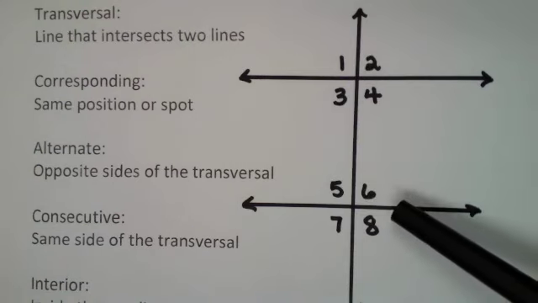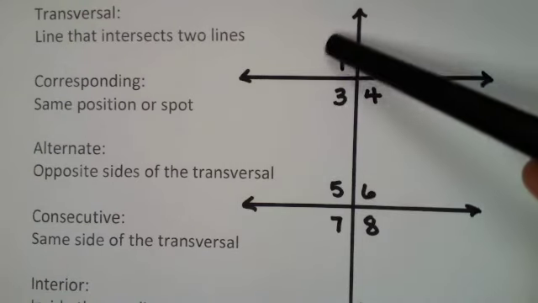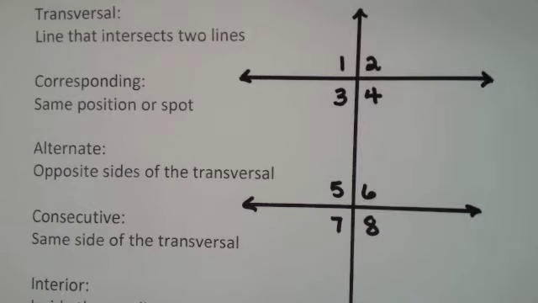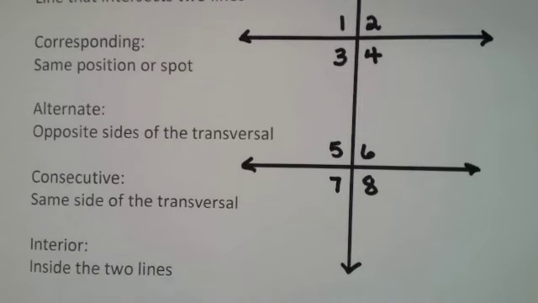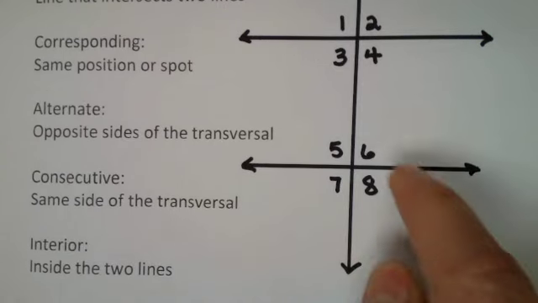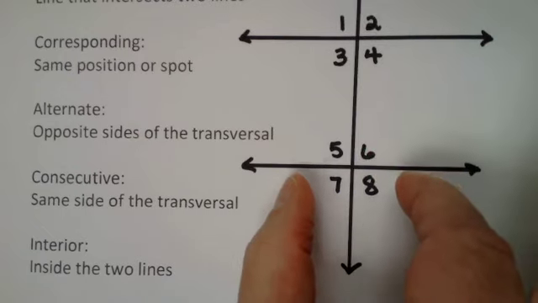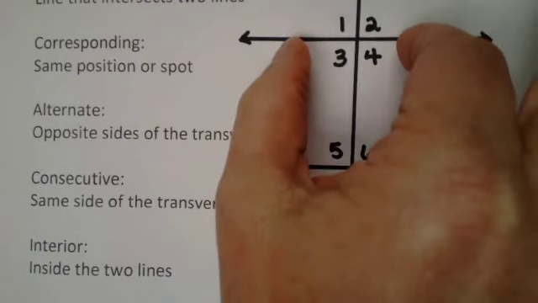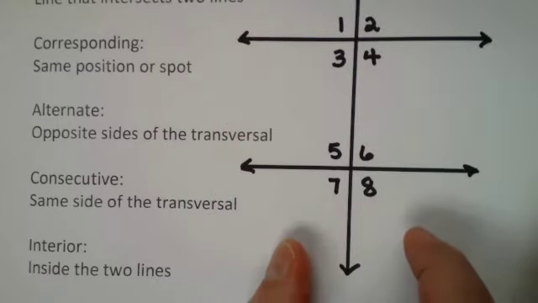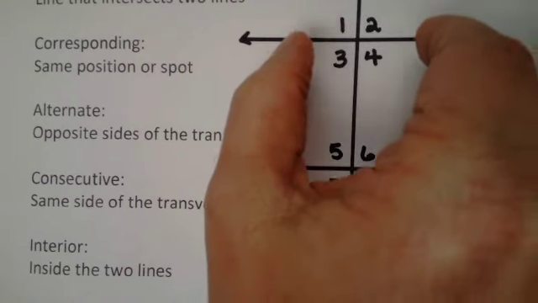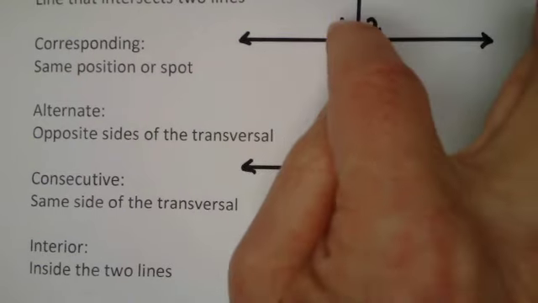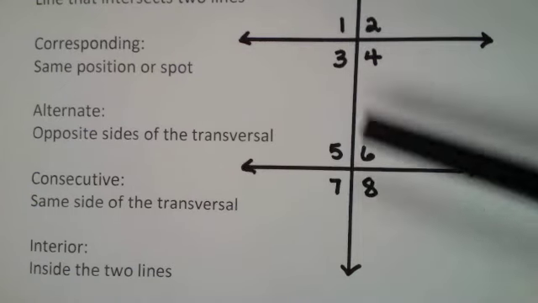We need to now compare these angles with these angles up here. And here are the following words we're going to use: corresponding, alternate, consecutive, and interior. Corresponding means they are in the same spot or same position. Meaning if I took this part down here at the bottom and broke it off and put it up here at the top, what numbers would correspond in the same position? So if I took this, broke it off, and put it on the top right here, 5 would be in the same position as 1. 5 and 1 would be in the same position.